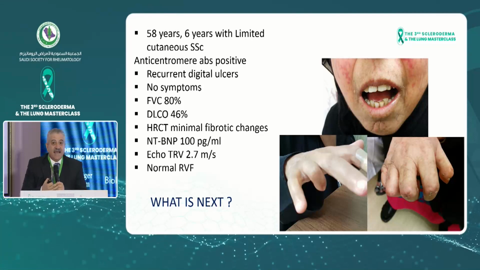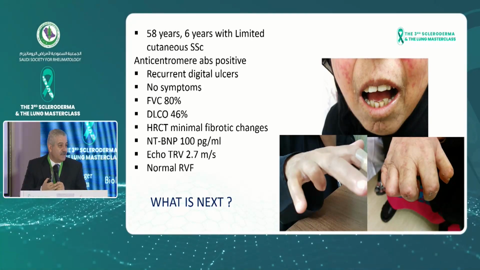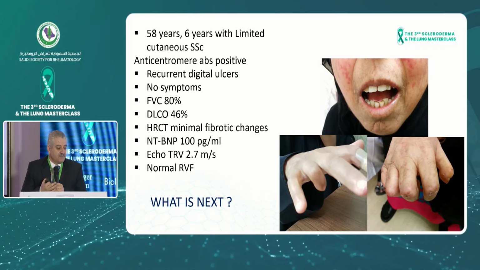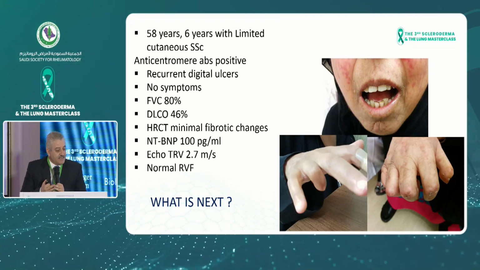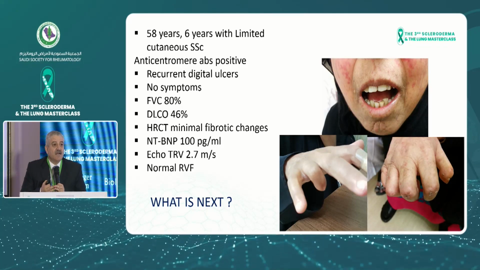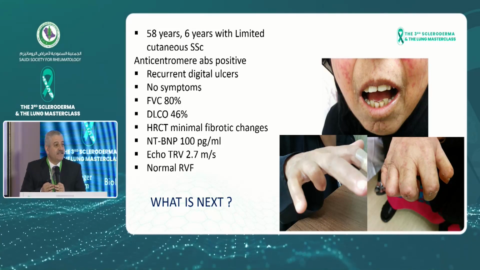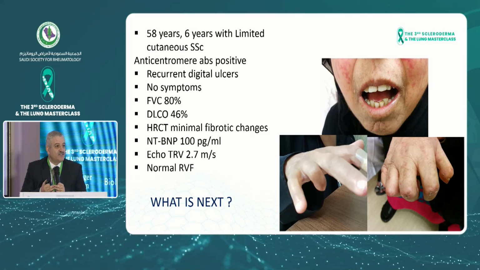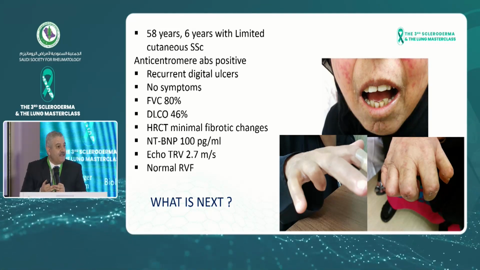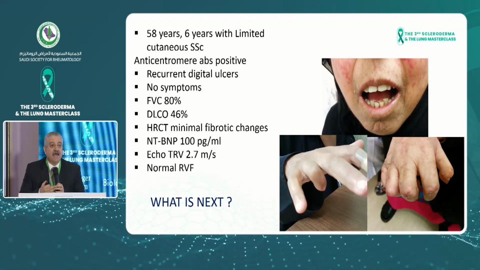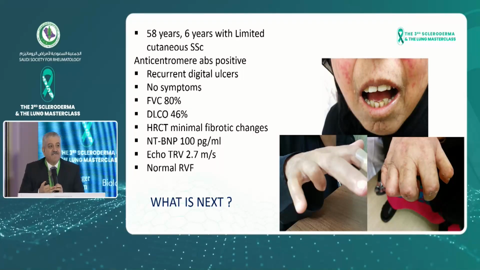I'm going to start with a patient that you might have seen in your clinics, or a similar patient. The patient is known to have limited cutaneous scleroderma. She is anti-centromere positive. She has recurrent digital ulcers, as you see in the pictures. Her lungs are okay. FVC, with all its limitations, is preserved. HRCT is very well maintained, without much fibrotic change. BNP is normal. Echo parameters are normal. And she's coming to visit you in her annual screening visit. She does not have any specific complaints.